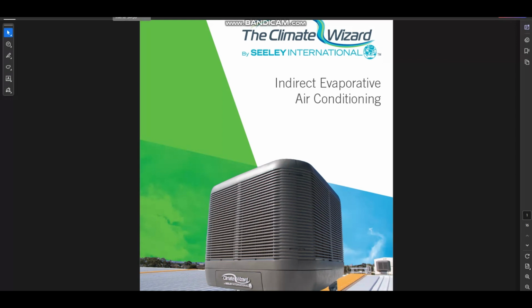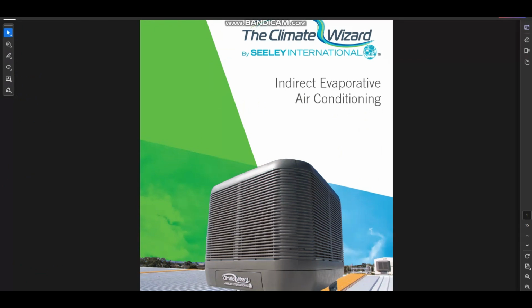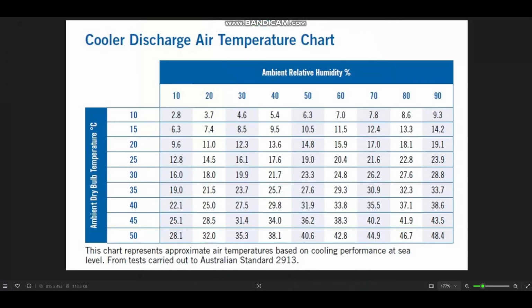A lot of folks say, well, Sean, if I purchase these two different options, what kind of temperatures can I expect inside my space, my office, my factory, my warehouse, my home? Well, the short answer is it depends on the ambient conditions of the day. So here's a very helpful little cooler discharge temperature chart, and on the left is the ambient dry bulb temperature. It's a fancy word for saying what is the temperature of the air outside. And on the top we have the ambient relative humidity, so how humid is the air.